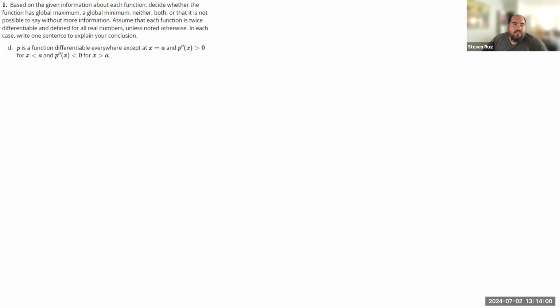And finally, D is a function differentiable everywhere except at x equals A. Okay, so I have a function. I think I can still make a, let's keep reading. Not differentiable at x equals A. P double prime of x equals 0. Okay, so let's do this. I can make a sign chart for the second derivative, partitioned at x equals A.